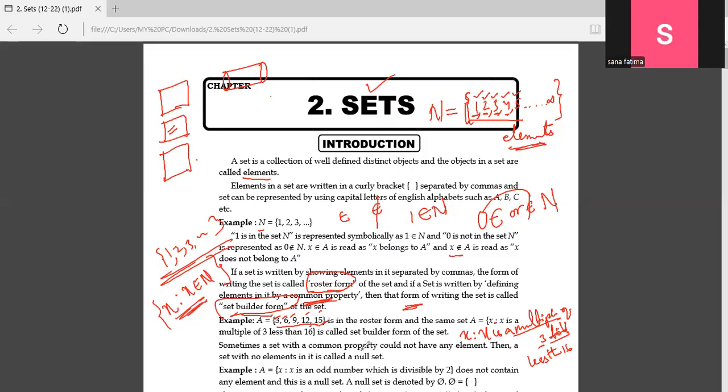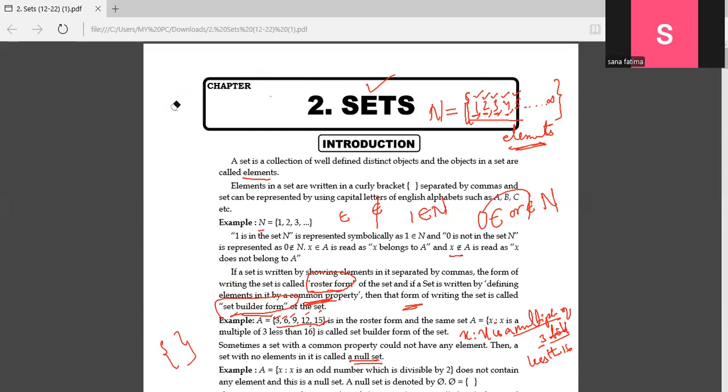Sometimes a set with common properties does not have any element. Then a set with no element is called a null set. That kind of set is called a null set. That is an empty set, a null set.